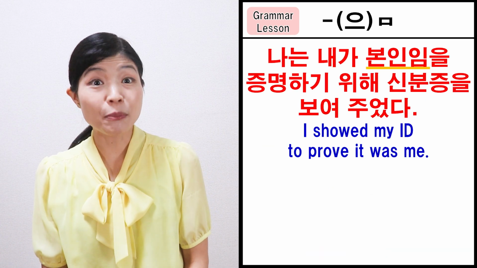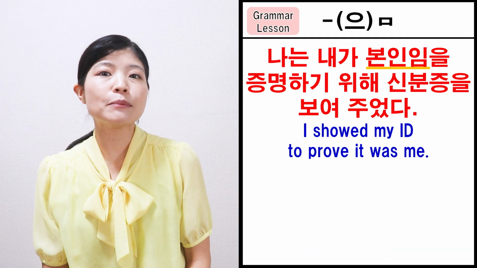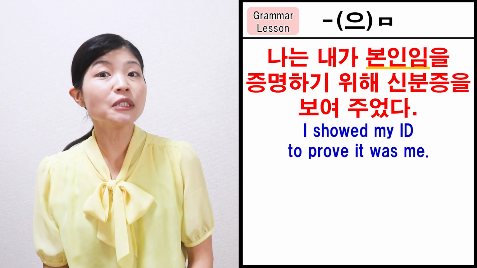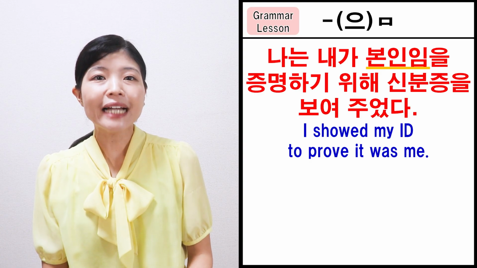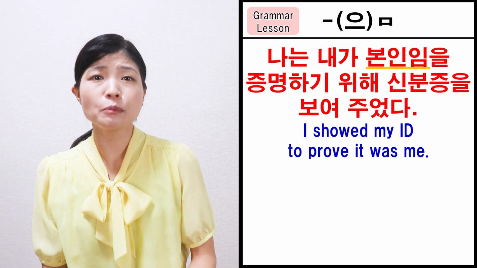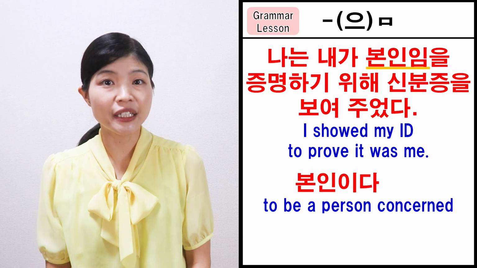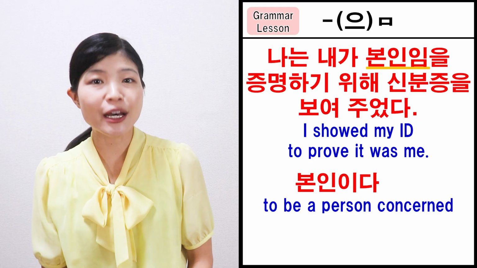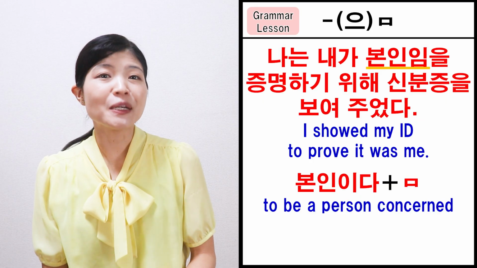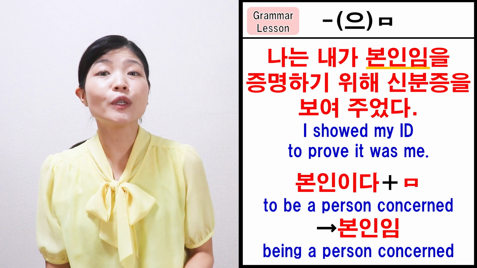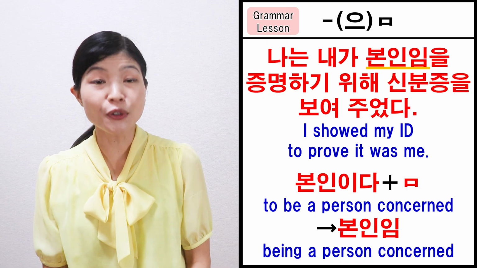Let's read another example. 나는 내가 본인임을 증명하기 위해 신분증을 보여주었다. I showed my ID to prove it was me. Here, 본인이다 means to be a person concerned. You want to change this into a noun. Thus, you add 미음 to the stem to make 본인임, being a person concerned.